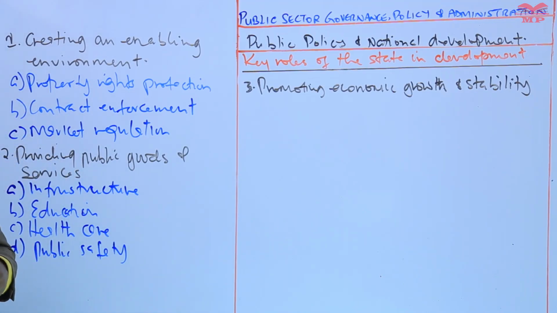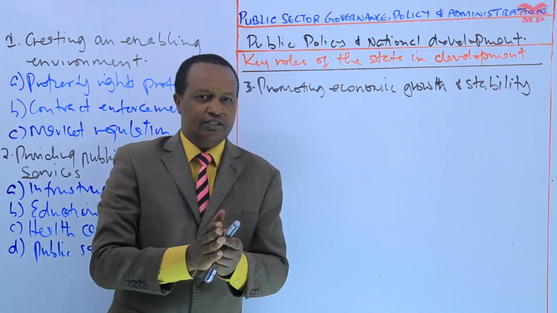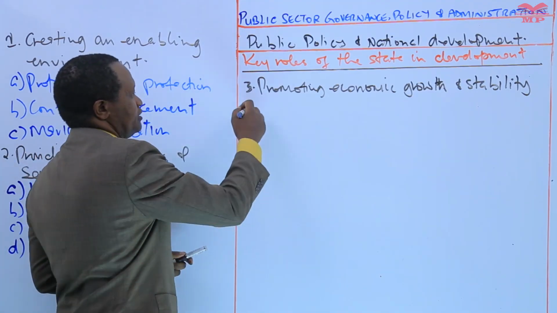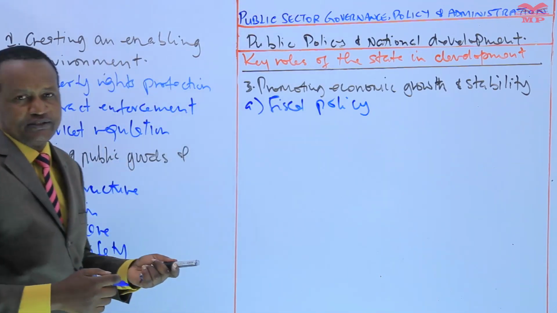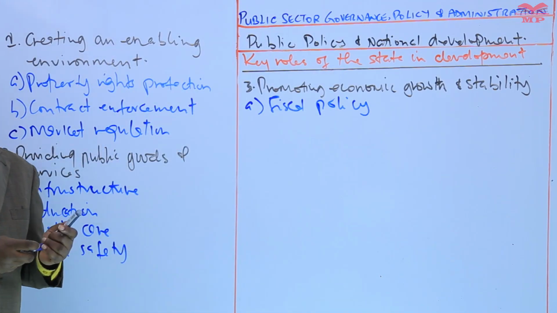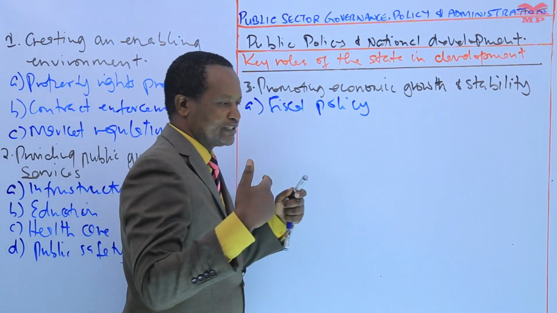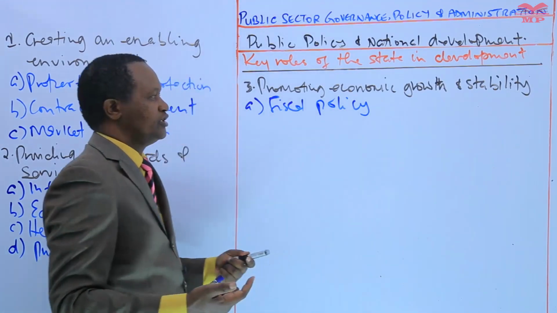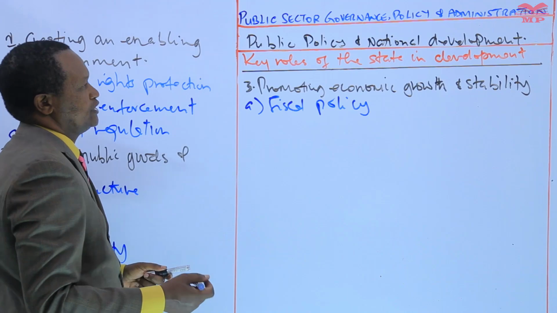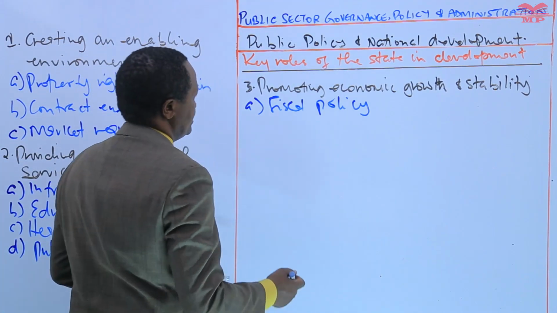The state can use various policy instruments to stimulate economic growth and maintain stability, such as fiscal policy. Fiscal policy means using government spending and taxation to influence aggregate demand and manage the economy. Fiscal policy is a tool that the government can use to promote economic growth and stability.